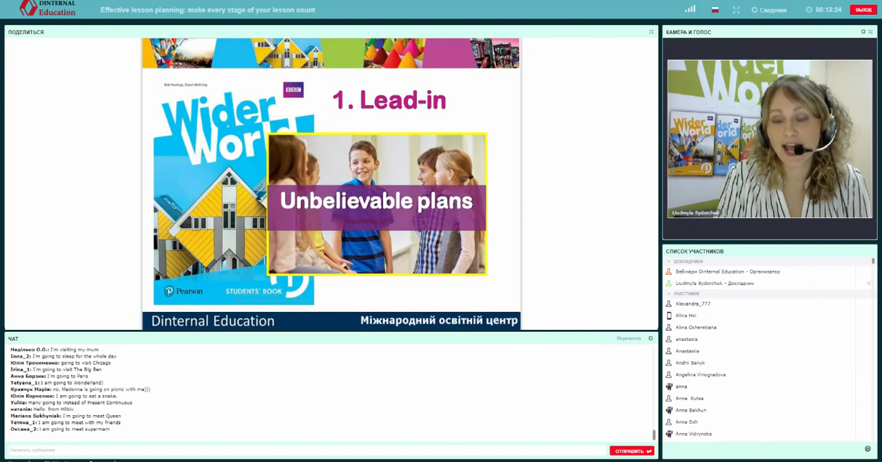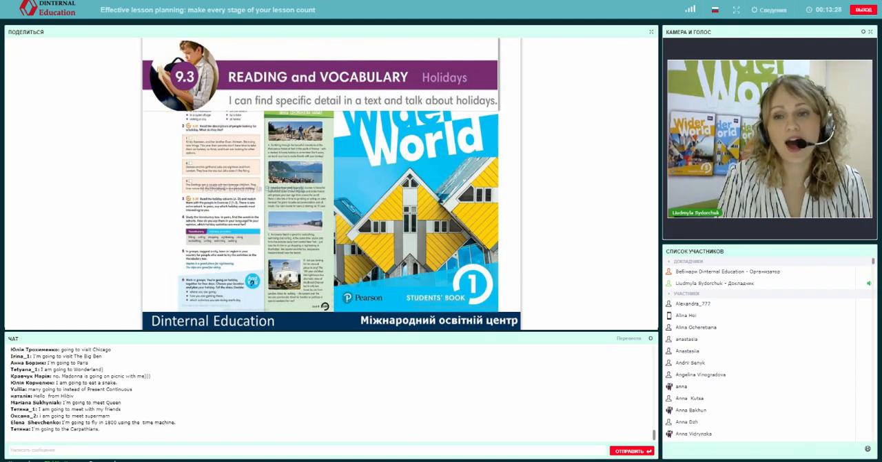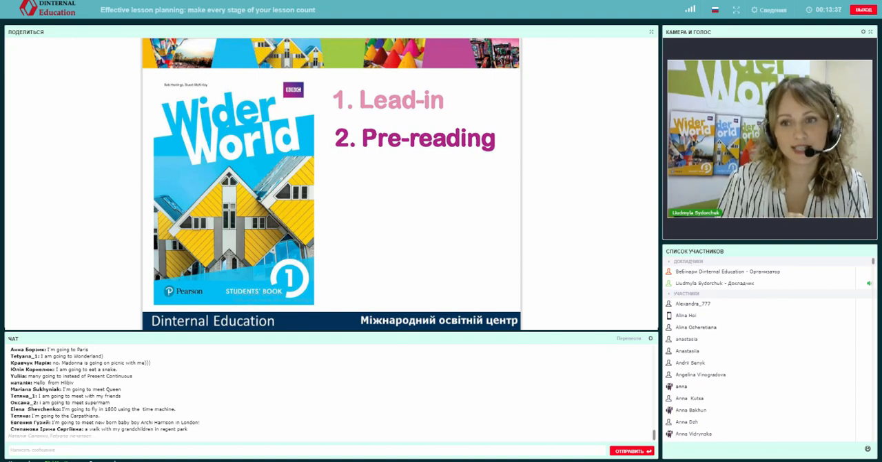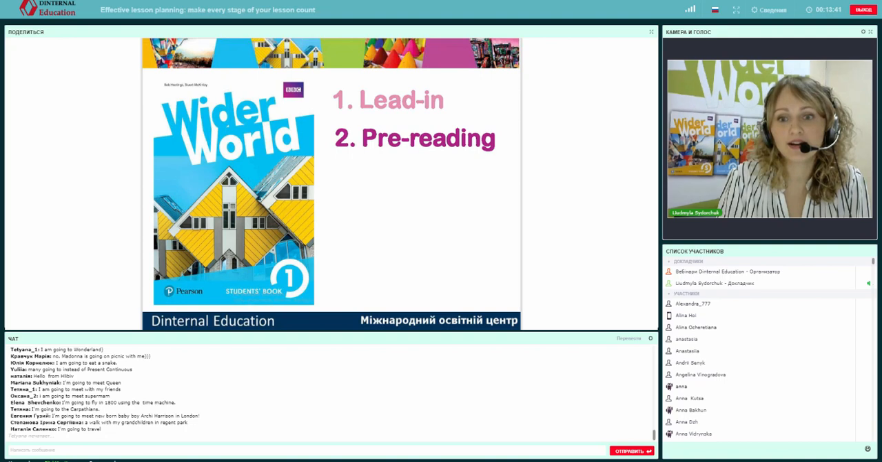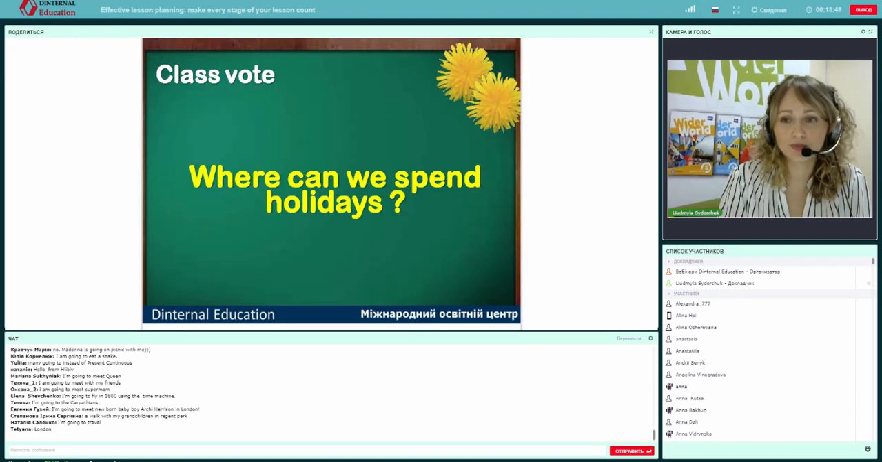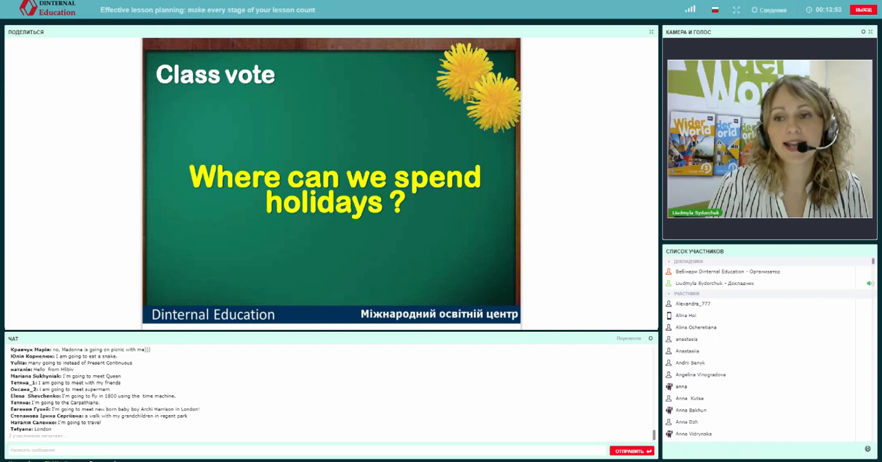Then I remember that this is a reading lesson, so I will have a typical reading lesson procedure. I'm going to start with a pre-reading stage. And again, in this lesson, I'm not going to open the book yet. What I'm going to do is organize a class vote. Where can we spend holidays?